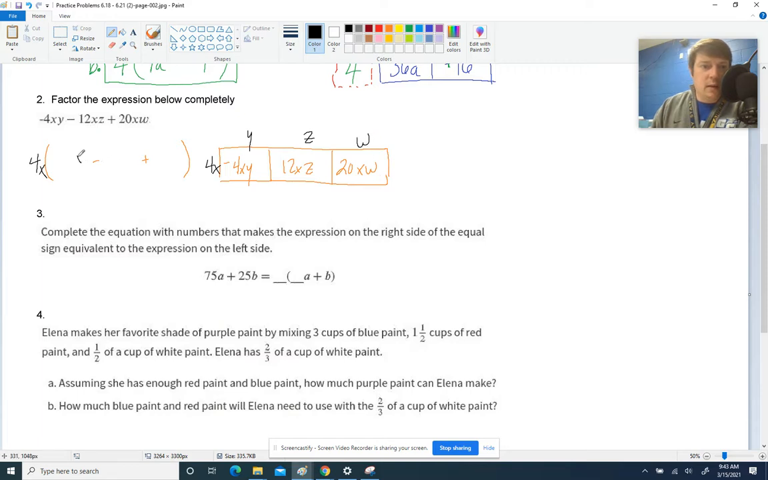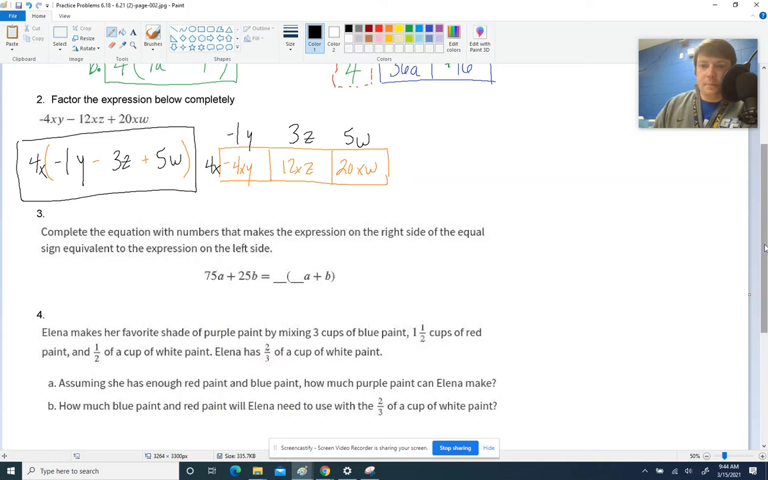So I can go ahead and write those things down in my groupings. Now we just have to divide the number parts. Negative 4 divided by positive 4 is negative 1, or negative 1y, or negative y. And then 12 divided by 4 is 3. And 20 divided by 4 is 5. So we end up with this expression as our answer here.